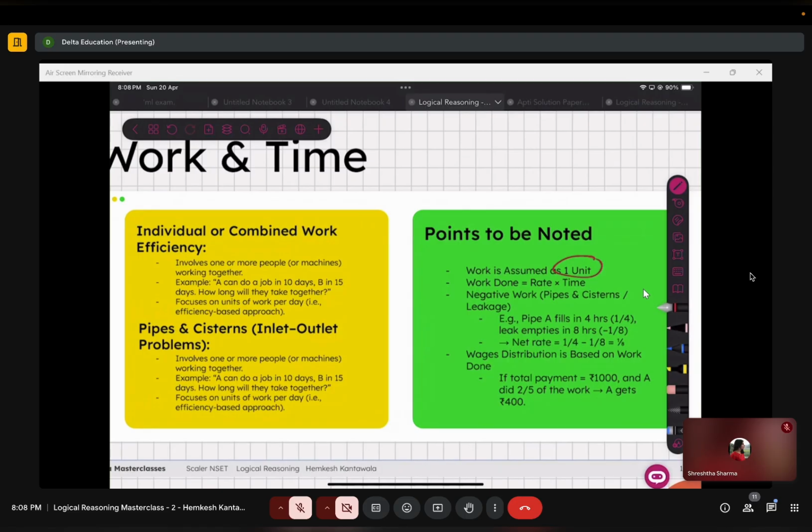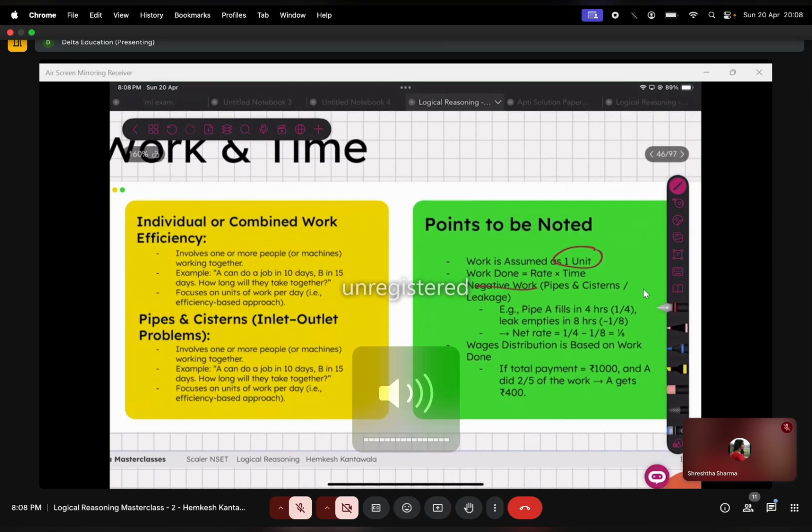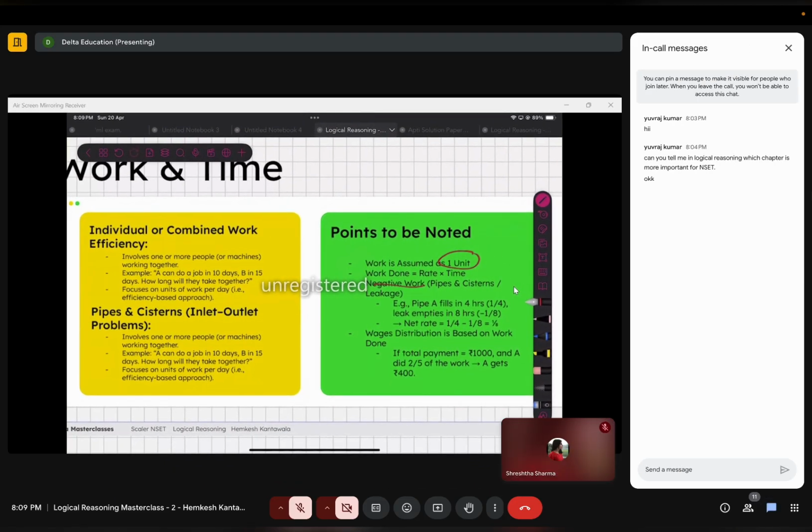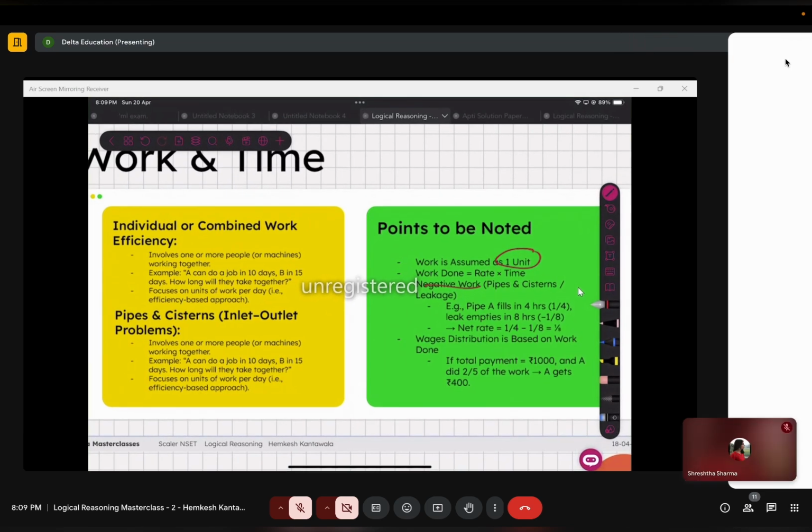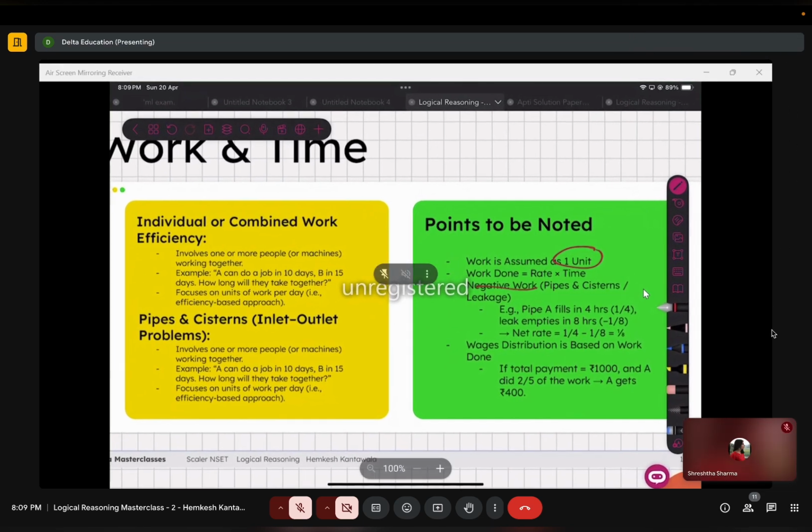Correct. There can be situations of negative work itself. For example, if there is a pipe removing the water out from the tank, then that pipe would be doing negative work. If the pipe is filling up the tank, then it is an example of positive work. Also, if a person is creating a building, then it's positive work. If a person is destroying the building, then it would be negative work.